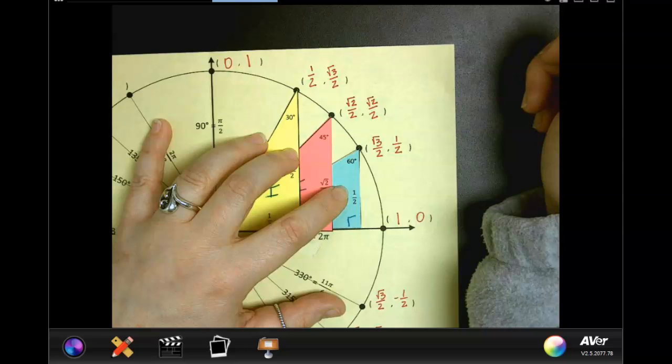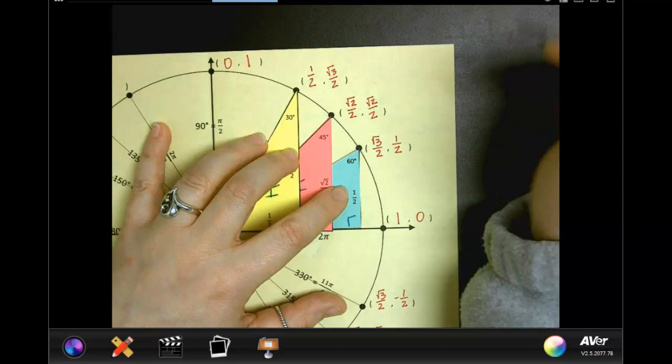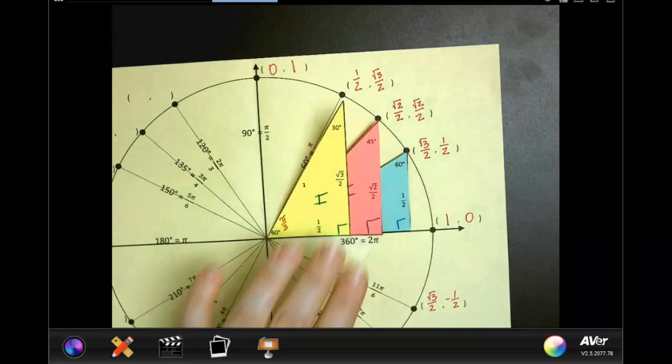Very good. Very good. And I'm about to connect all that too, so that's good. I'm glad that you remember that. All right, so everybody good so far?